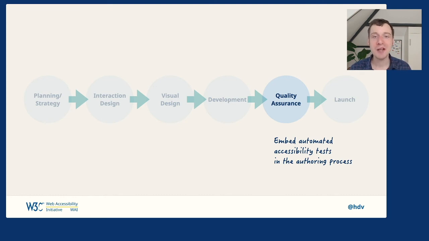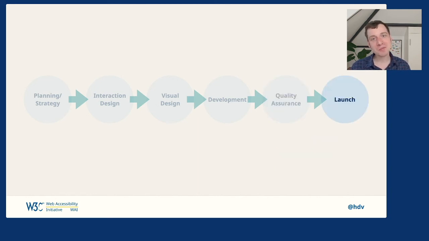If you have some test automation engineers in your team, take advantage of them and let them help make the authoring process more valuable in terms of accessibility. And then when you launch, you may have something that is much more accessible than if you wouldn't have done all those things. Because many websites are launched without much regard for accessibility, sadly.